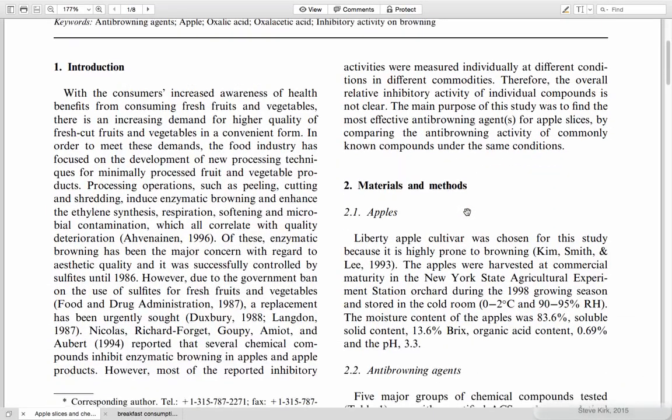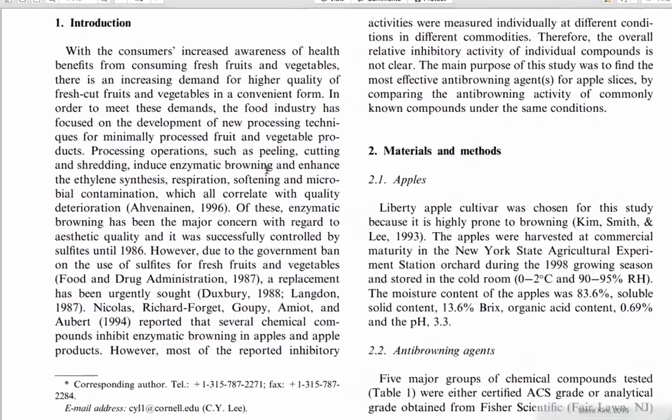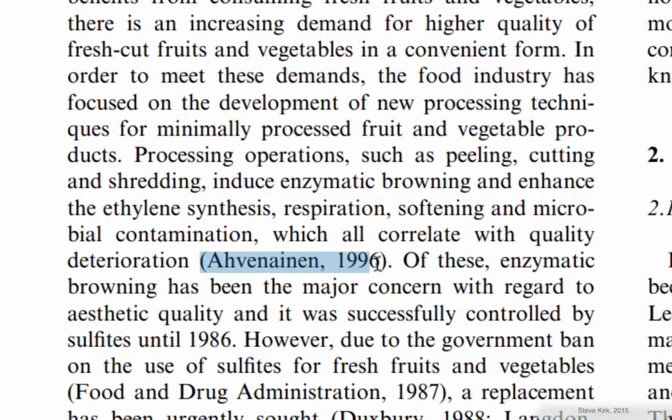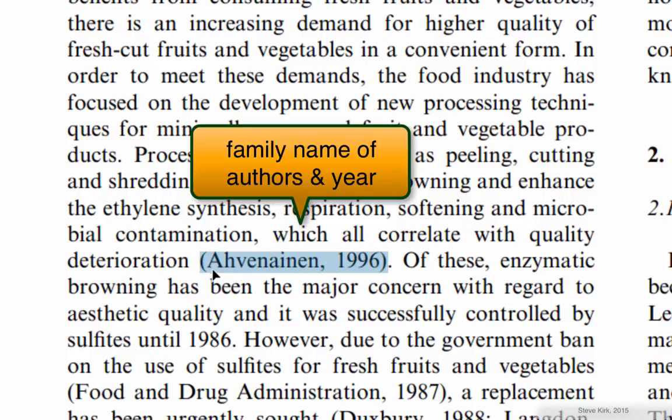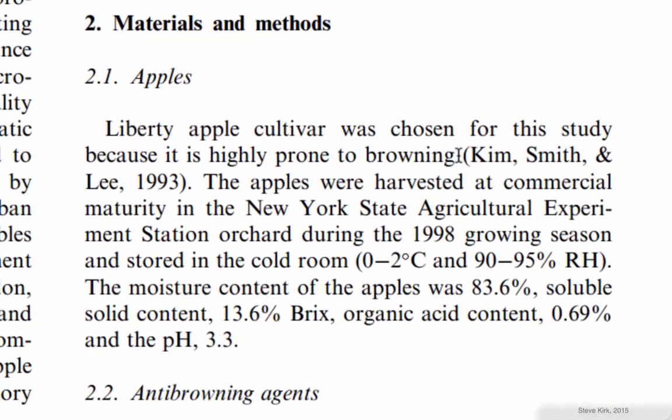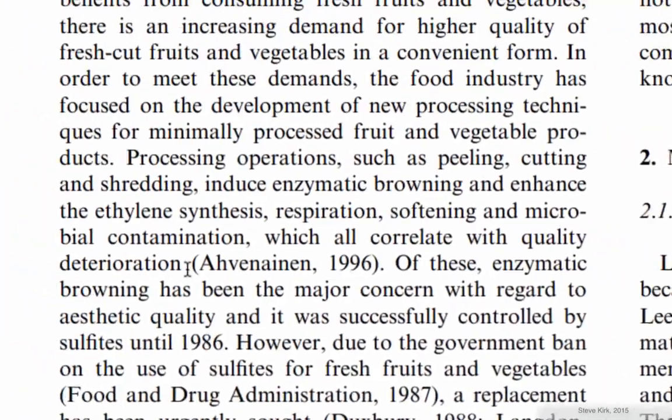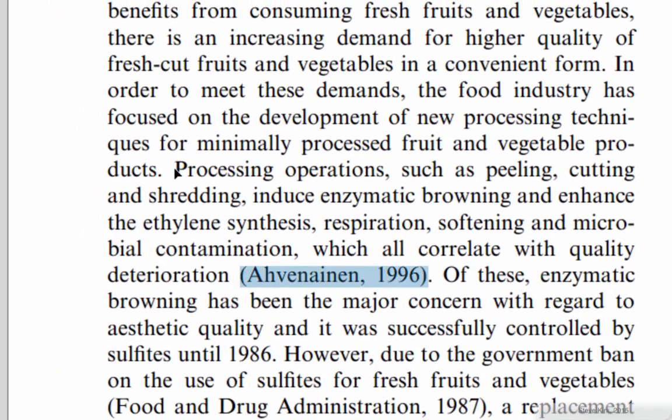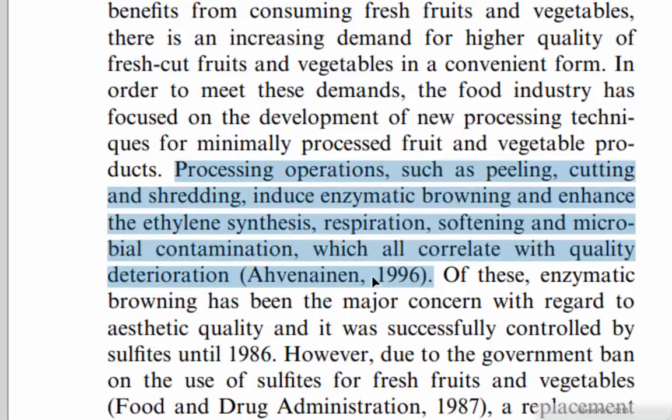Okay, here's a paper, Inhibitory Effects of Various Anti-Browning Agents on Apple Slices. Just to show you some examples of citations, right here, this is a citation, and it includes the family name and the year of the author. Over here, you can see another one. If there are more than one author, then they're listed like this, but only the family names, not the first names or anything else. Basically, this point here would cover the information in this sentence. So this sentence comes from this source.